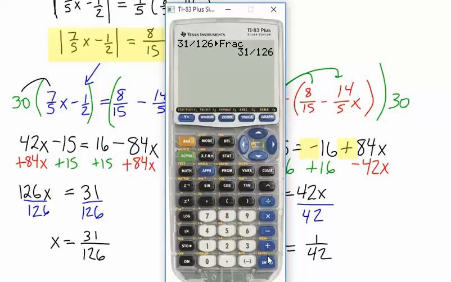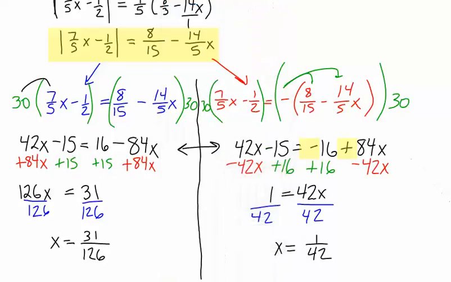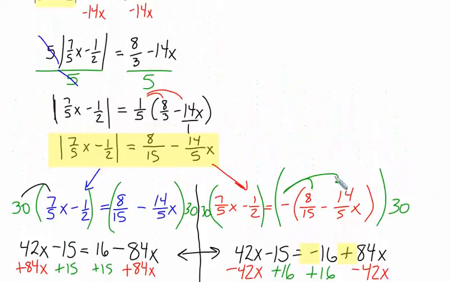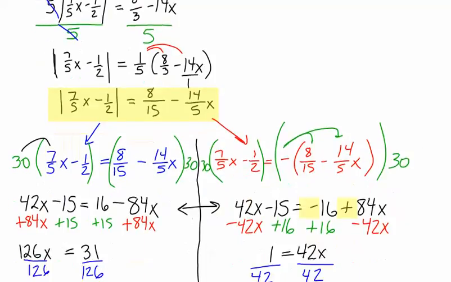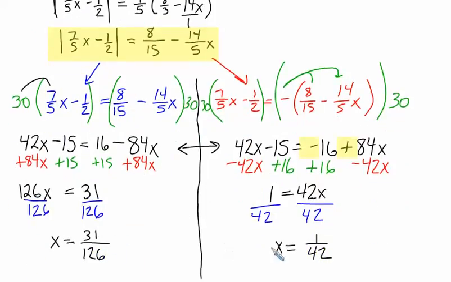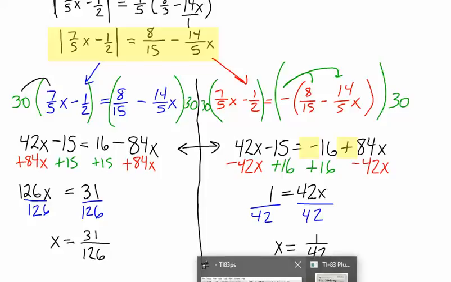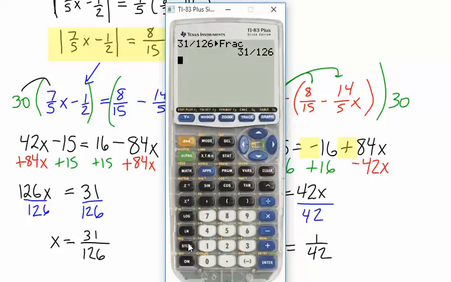Remember with absolute value equations, your steps. The first step is you need to isolate the absolute value. Second step is form your two equations. Third step is to solve the two equations. But the final step is to check for extraneous solutions or extra solutions. You have to go to the calculator.